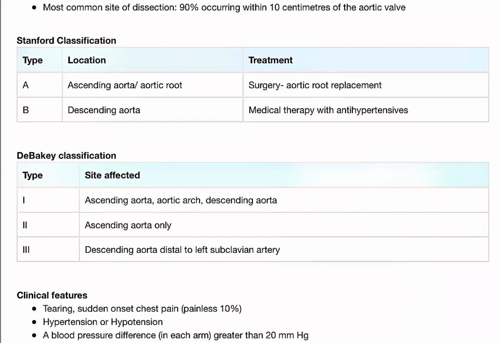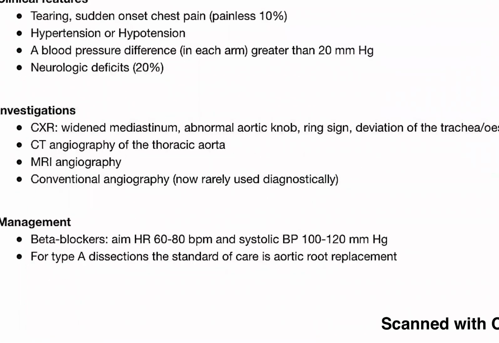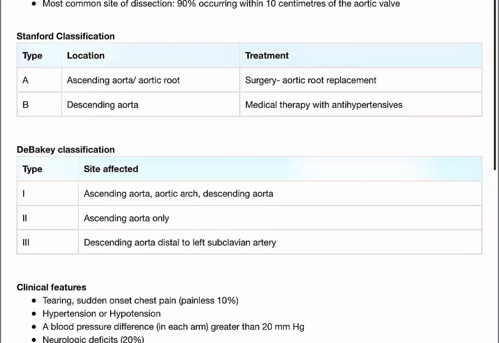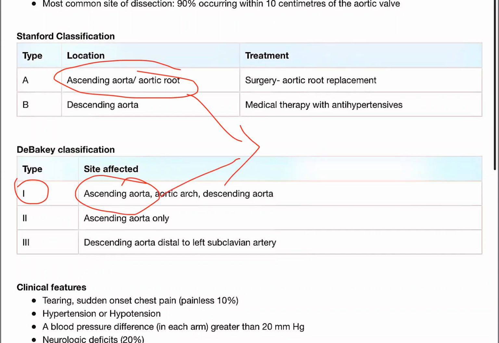Treatment options: we have only 2 treatment options for them, either medical or surgery. For the ascending aorta, DeBakey 1 and Stanford A, for both of them we will do what is called aortic root replacement surgery. Even DeBakey 1 and 2, any problem affecting the ascending aorta or the aortic root, we will go for surgery. And this is a very common question in the exam: aortic root replacement.